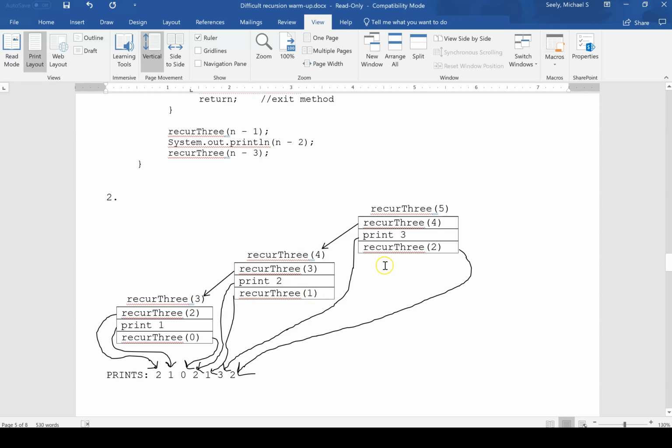Okay, so 3 is not less than or equal to 2, so we'd run this one and we say recur 2, which is what 3 minus 1 is, 2. We've got a 3 minus 2, which is 1, and a 3 minus 3, which is 0. So in this case, when we pass 2 in, that's less than or equal to 2, so it prints n, which is 2, so it prints 2 right here, okay?